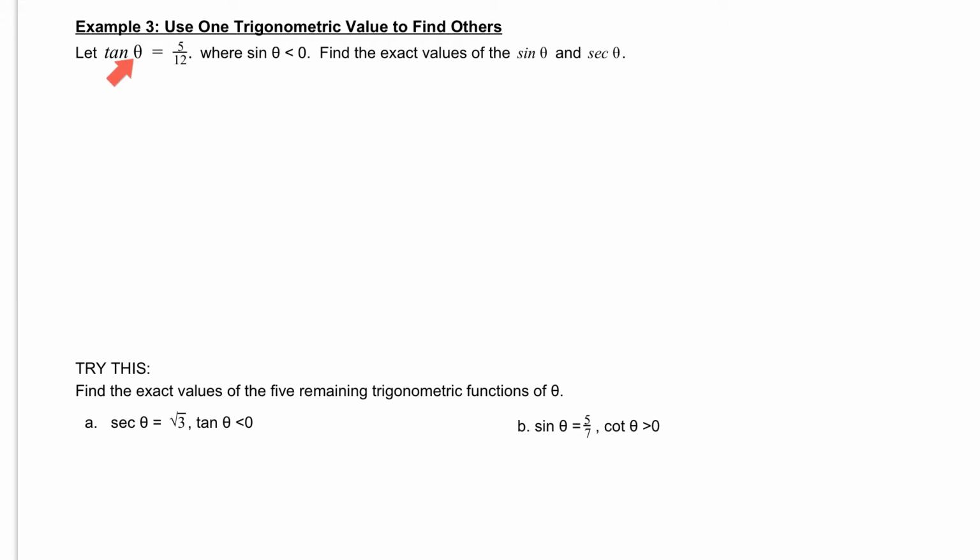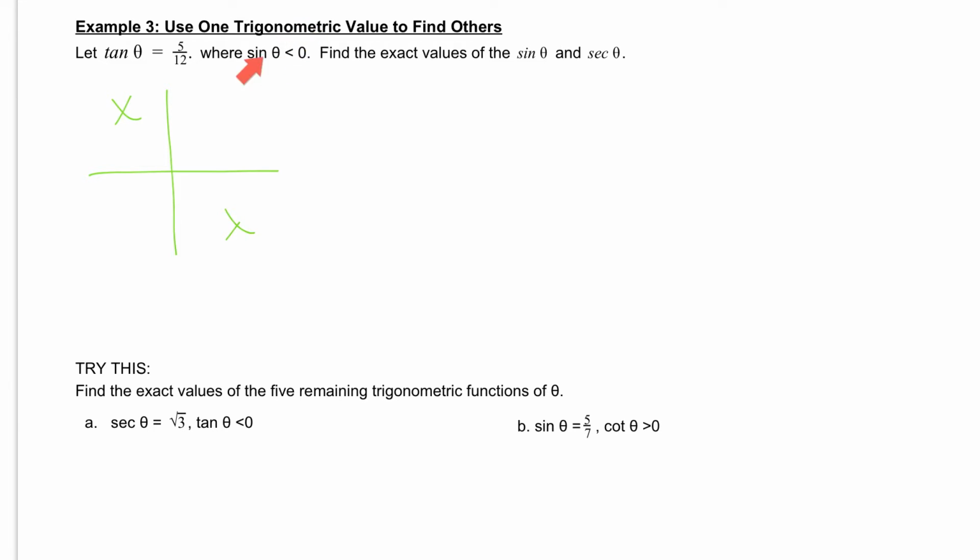Example 3 says, let tangent of theta equal 5 over 12, where sine of theta is less than 0. Find the exact values of the sine of theta and secant of theta. So we're going to figure out first what quadrant we're in. If tangent of theta is 5 over 12, it's telling us that the tangent is positive. So if tangent is positive, we know we cannot be in this quadrant or this quadrant.